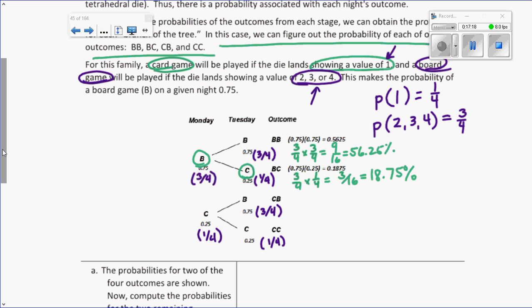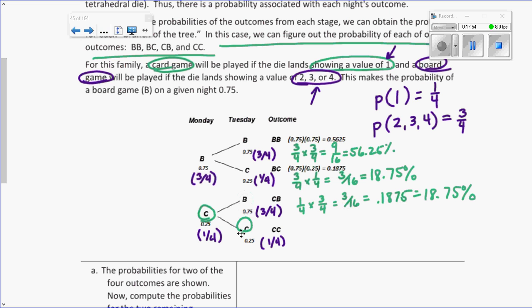Now, the thing that I think is interesting about this next part is, what if it was a card game the first night and a board game the second night? We still have the fractions 1/4 and 3/4, but they're switched. So do you think it'll be the same probability? Yes, it's a 3/16 chance, which is 0.1875, same as before, which is 18.75%. So if you think of it, these are actually very similar outcomes. It's just that one night we played board games, the other night we played card games, and in the next one it's switched. We played a card game first and then a board game.